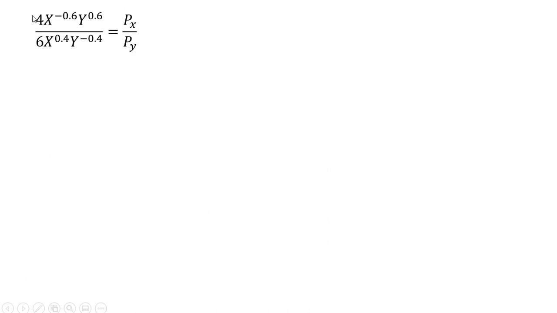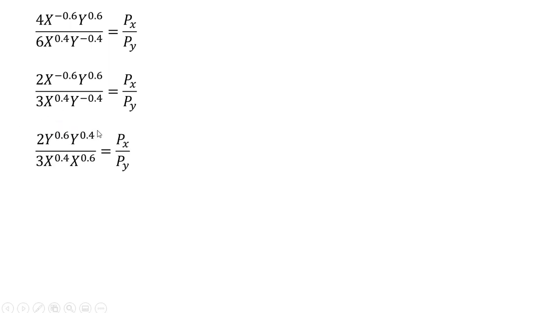So just rewriting that last step, and now simplifying this down. First thing I do is 4 divided by 6 is 2/3. Next step here is I'm going to move this X to the minus 0.6 down into the denominator, so that becomes X raised to the 0.6 power. And then I'm going to take this Y to the minus 0.4 power in the denominator and move that up into the numerator. So that becomes Y raised to the 0.4 now in the numerator. Now we can add up the exponents on the Y terms, so that we're just going to get 2Y in the numerator and 3X in the denominator.